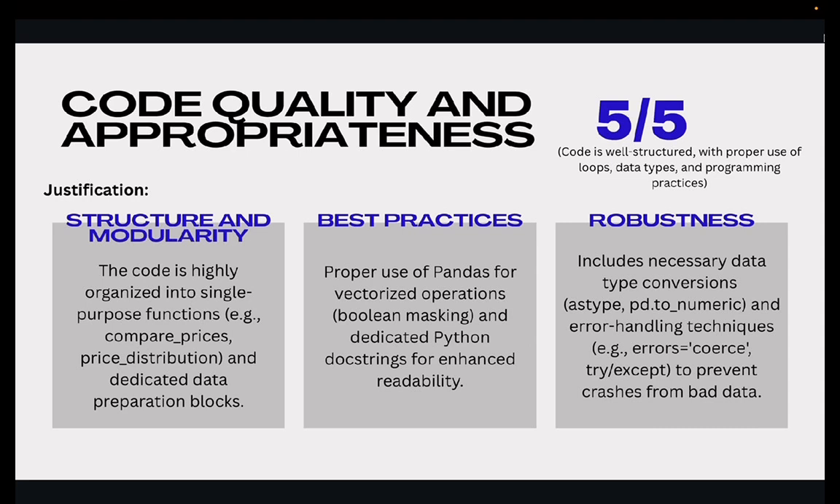Crucially, the code is robust. It includes necessary data type conversions using functions like astype and pd.to_numeric, and we proactively implemented error handling techniques such as the errors='coerce' argument and try except blocks to prevent crashes when dealing with unexpected or bad data. So in summary, the project delivers a complete and robust solution, earning the full 20 points across all three evaluation criteria.